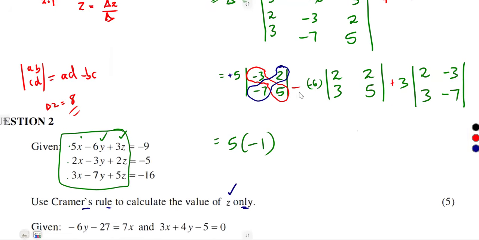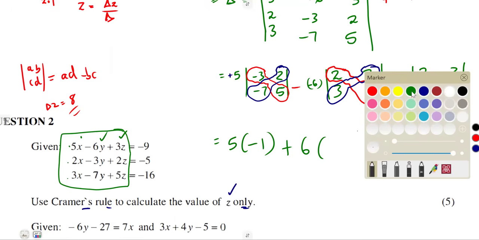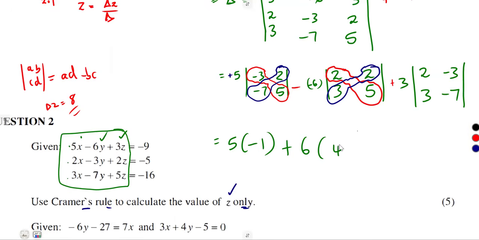Negative 1 minus, and the minus, that's what? That's positive. You do the same thing. The product of the major diagonal minus the product of what? The minor diagonal. So this one is 10 minus 6, which is what? Which is 4. Okay, so that's a 4 here.